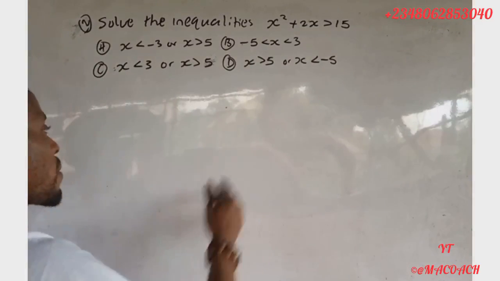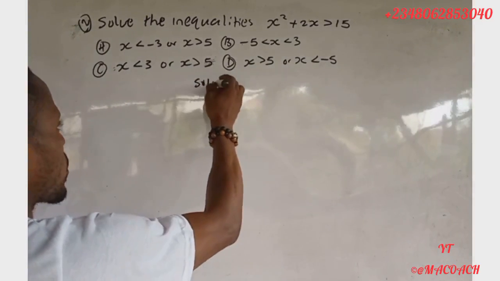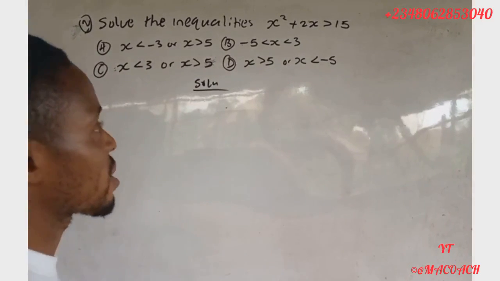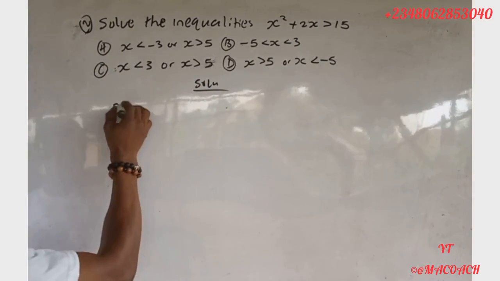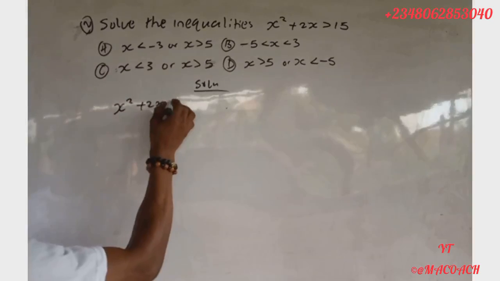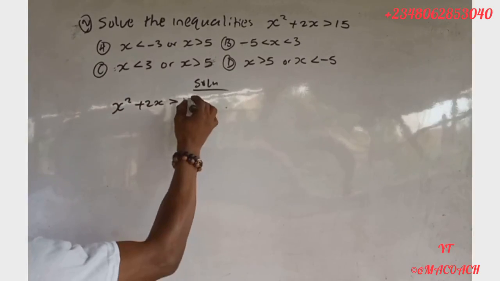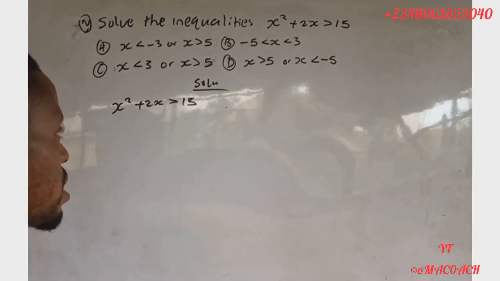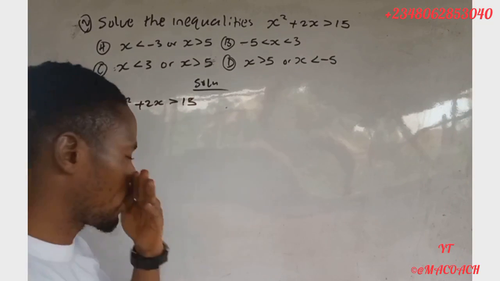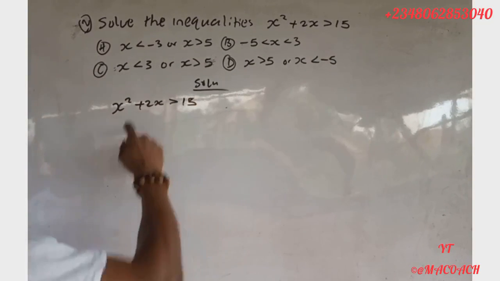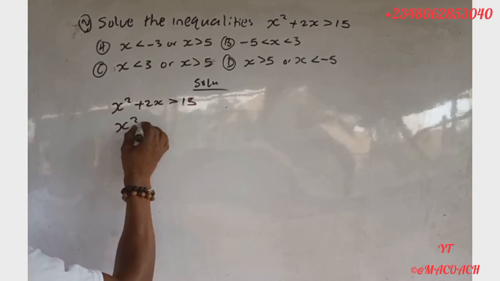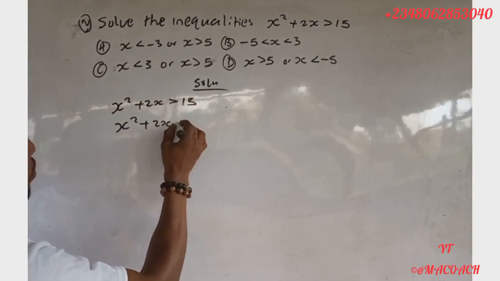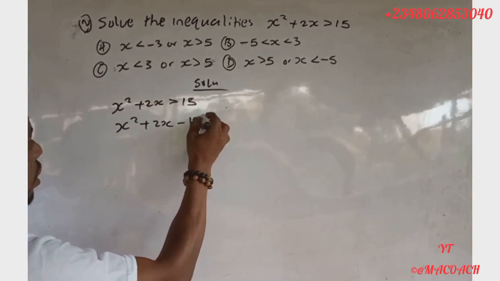So I will solve this question now. Let me write the question outside. We have s squared plus 2s greater than 15. When you see a question like this, it is a quadratic question. Let's take this 15 to this side. So this becomes s squared plus 2s minus 15 greater than 0.